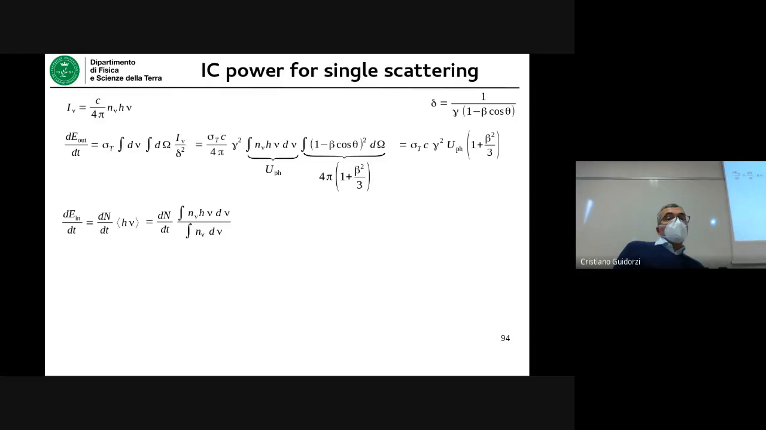Let's work out what the average photon energy is. Well, you know the number density. Number density is n_nu.